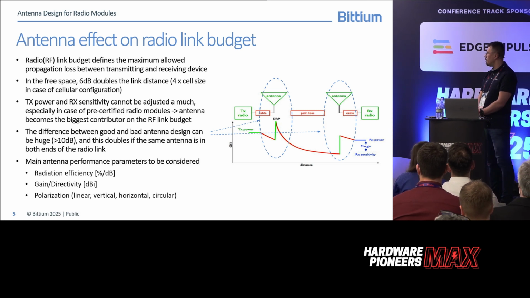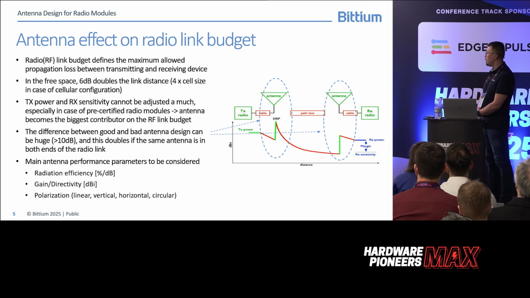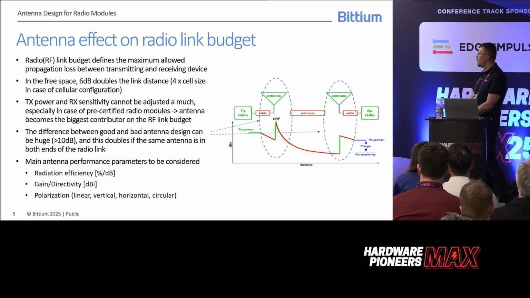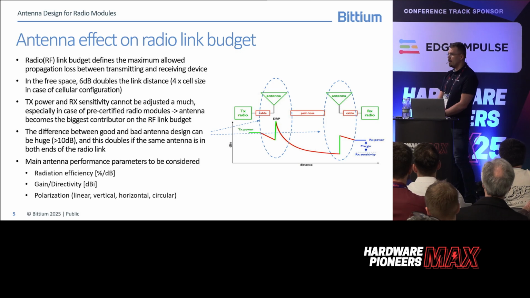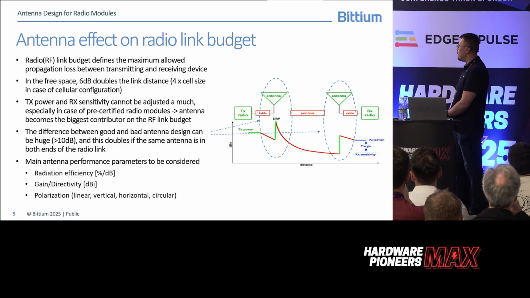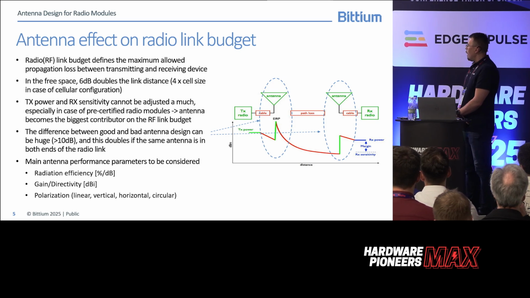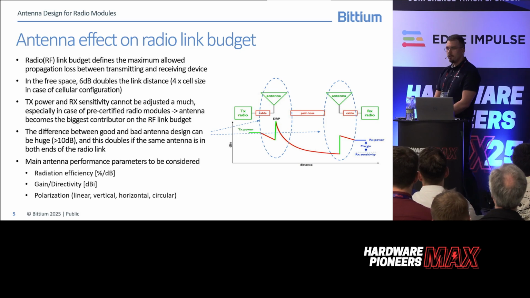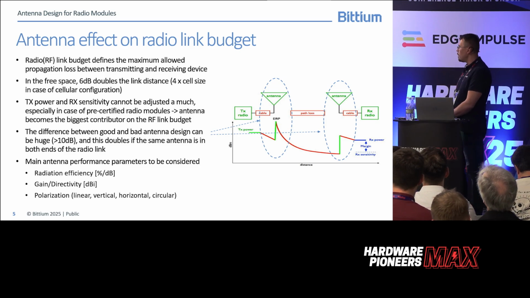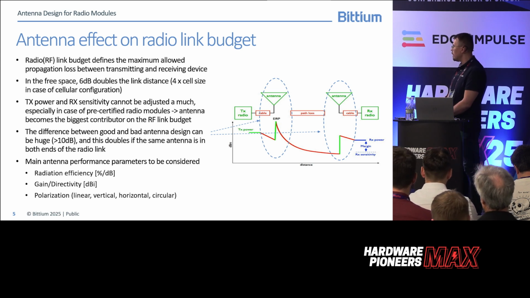And this doubles if the same antenna is in both ends of the radio link. In general, in free space, if you increase antenna gain by 6 decibels, it doubles the link distance. And in cellular configuration, this means up to 4 times the cell size. The main antenna performance parameters to be considered are the radiation efficiency, gain and directivity, and the polarization of your antenna.